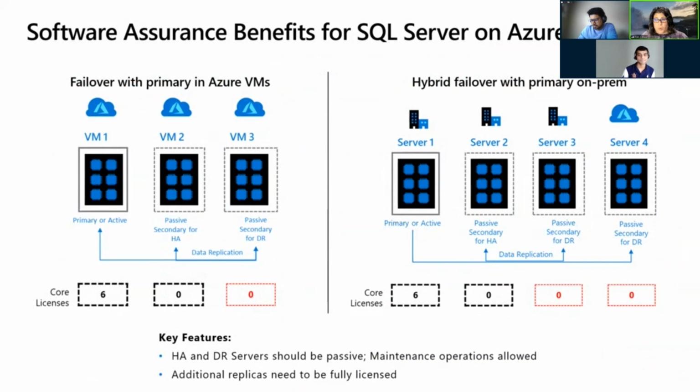Similarly, if you're running with your primary instance on-prem, but you want to have a little bit of extra coverage for disaster recovery in a different data center, you can leverage Azure VMs for that as well. So you pay for your primary instance on-prem, and then you don't have to pay licensing for that HA secondary or the DR secondary, and then you can have an additional DR replica in Azure. So you can have up to 3 passive replicas for no additional SQL Server licensing charges. So this is a great benefit of software assurance and Azure Hybrid Benefit when you're running in Azure VM.